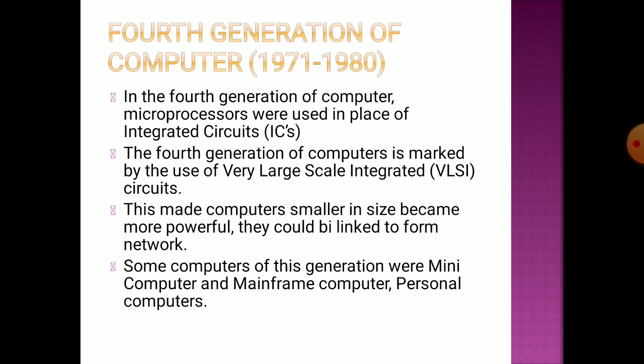In the third generation we used ICs. In the second generation we used transistors. In the first generation we used vacuum tubes, and in the fourth generation what we use is the microprocessor. Remember all the technologies, you may get it for 1 mark. Many times the question has been asked, which technology is used in the first generation, which technology is used in the third generation, like that. So remember, in the fourth generation the technology used is the microprocessor.